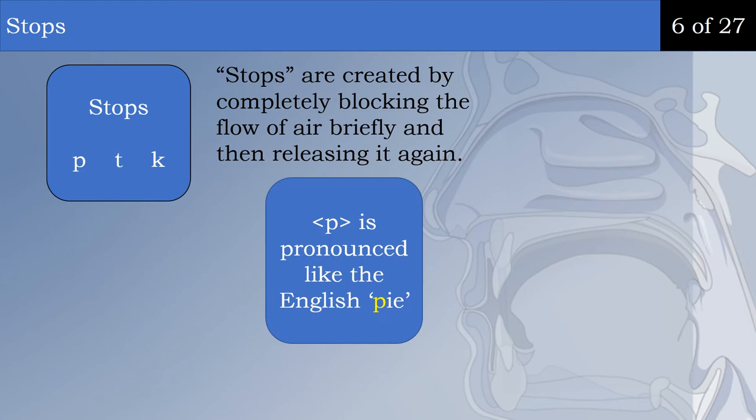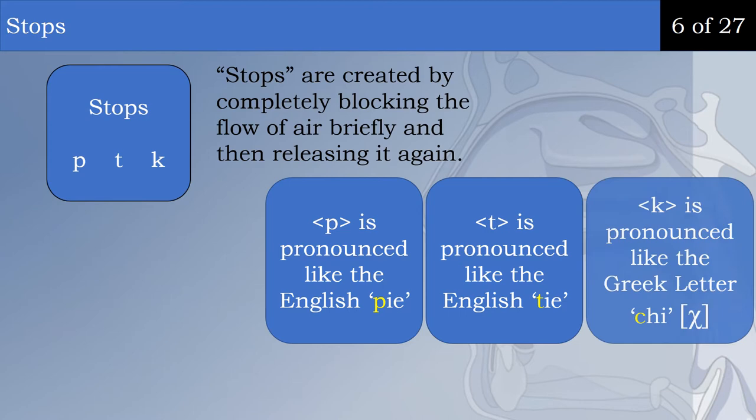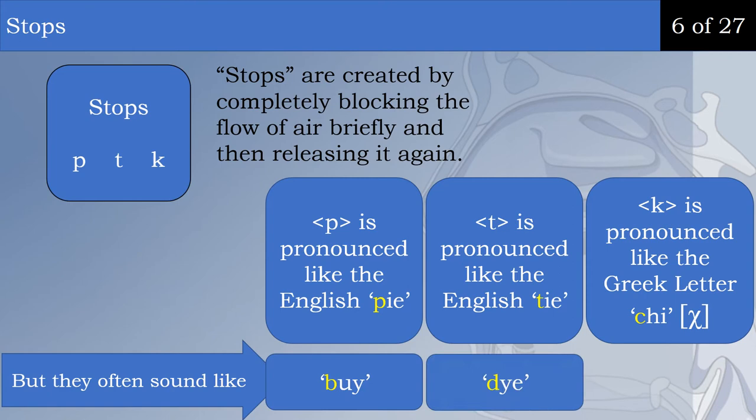The P in Blackfoot is pronounced like the P in pie, T as in tie, and K as in the Greek letter chi. However, if your native language is English, these may sound a little different to you. They may sound like buy, die, and guy, respectively. Let's take a listen.